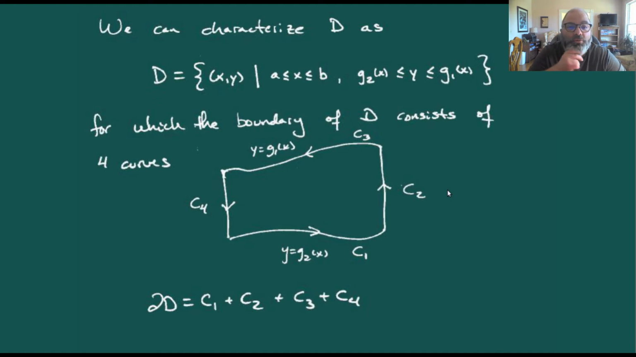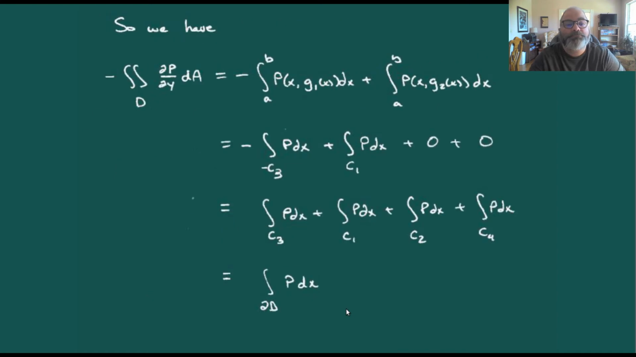And so we characterized D as being the set (x, y), where x was going to be between a and b, and y was going to be in between two separate functions, g2 on the bottom, g1 on the top. So our boundary could be laid out in this way, so that the boundary of D looks like curve C1 plus C2 plus C3 plus C4.